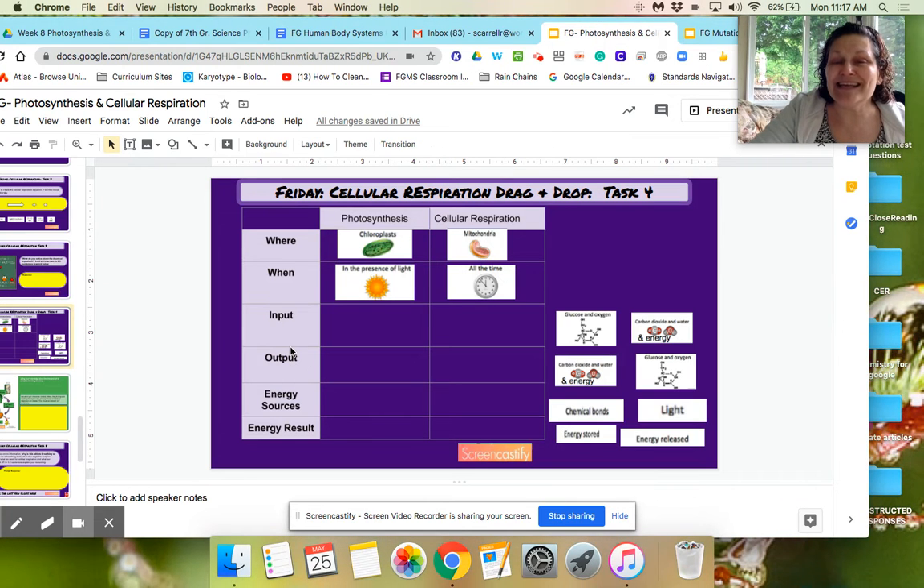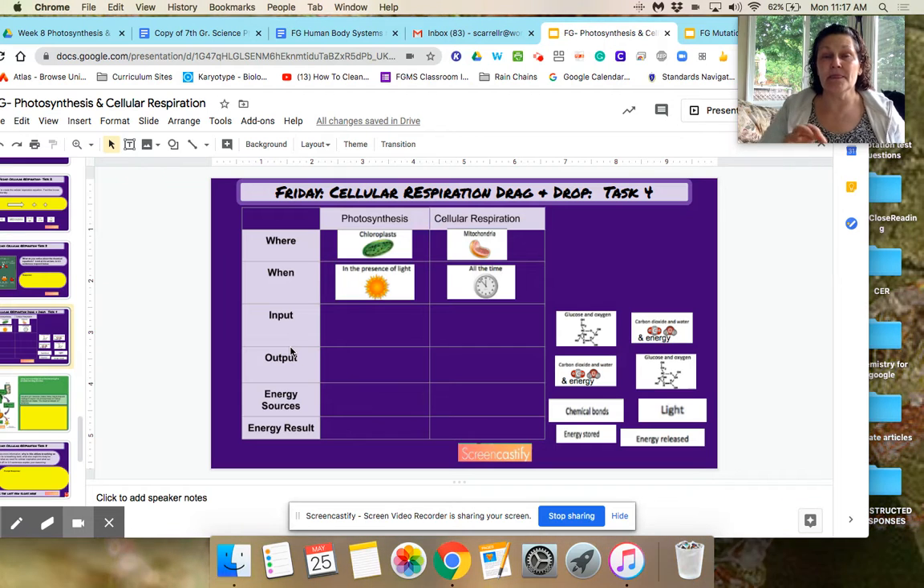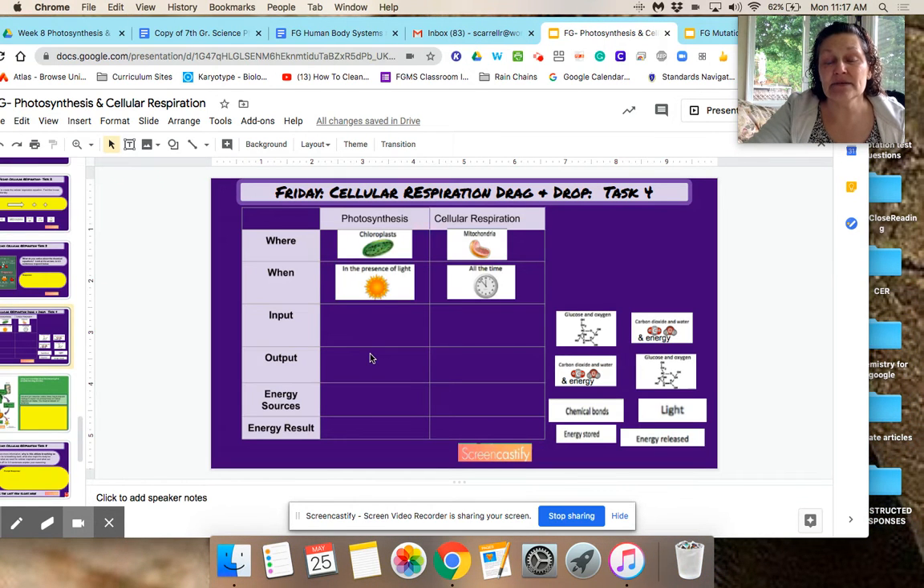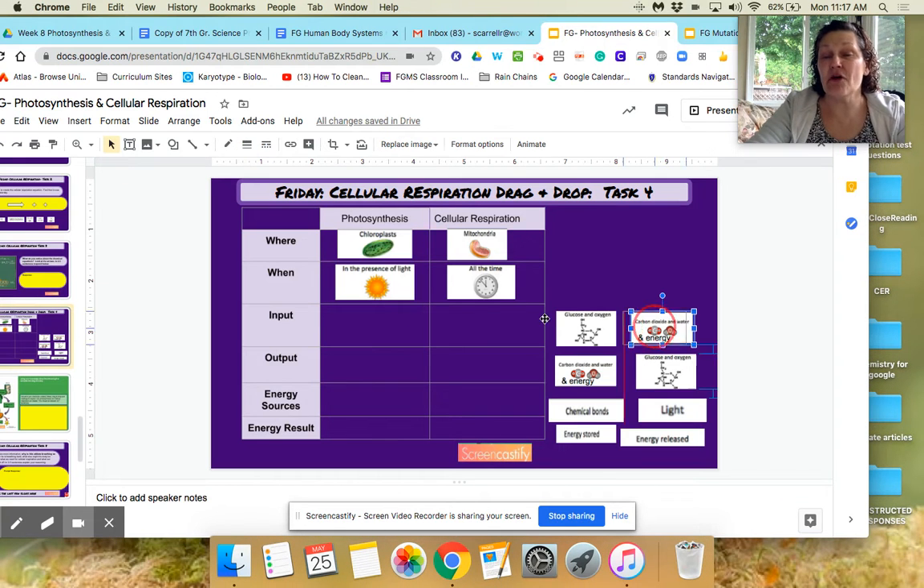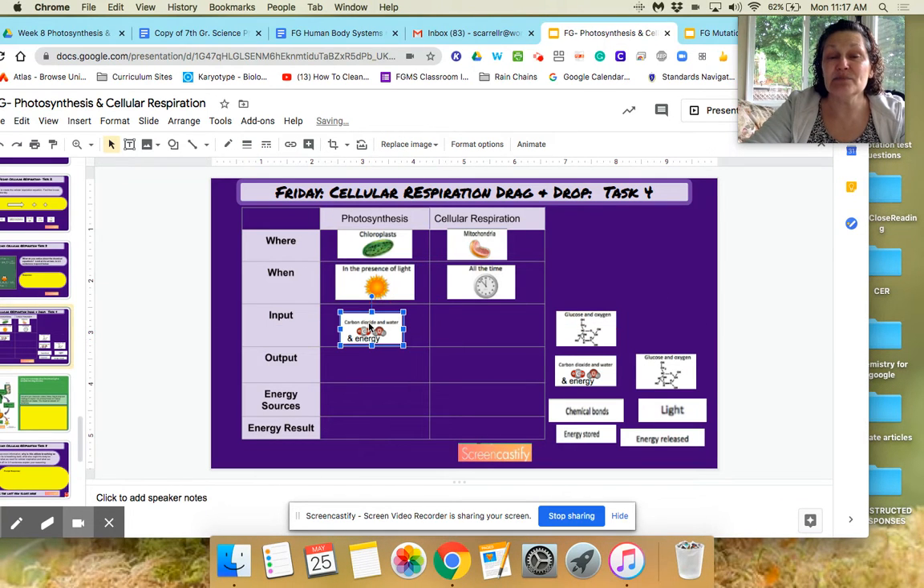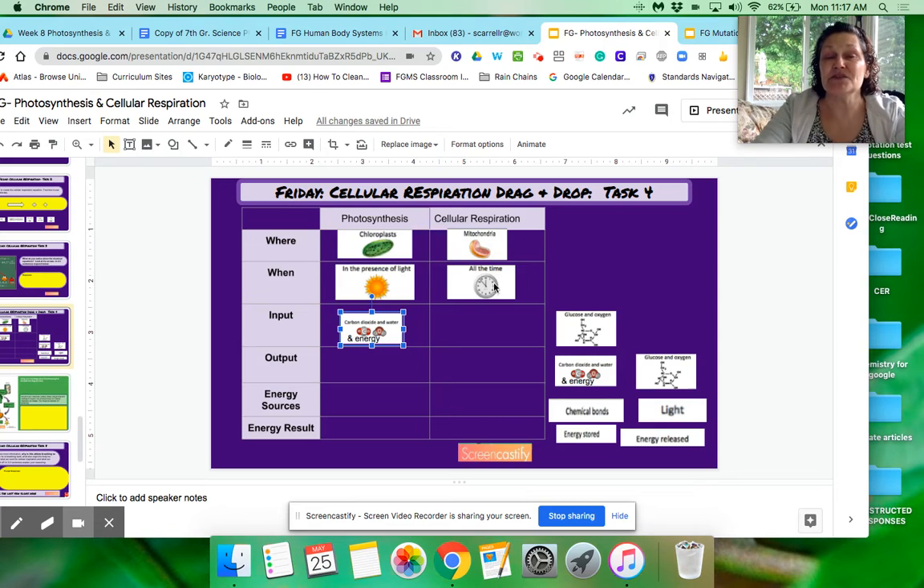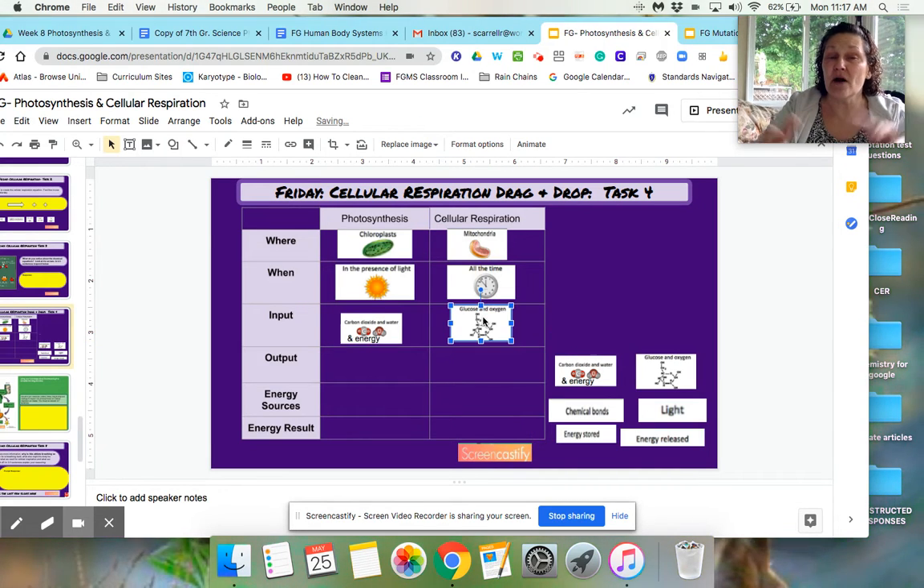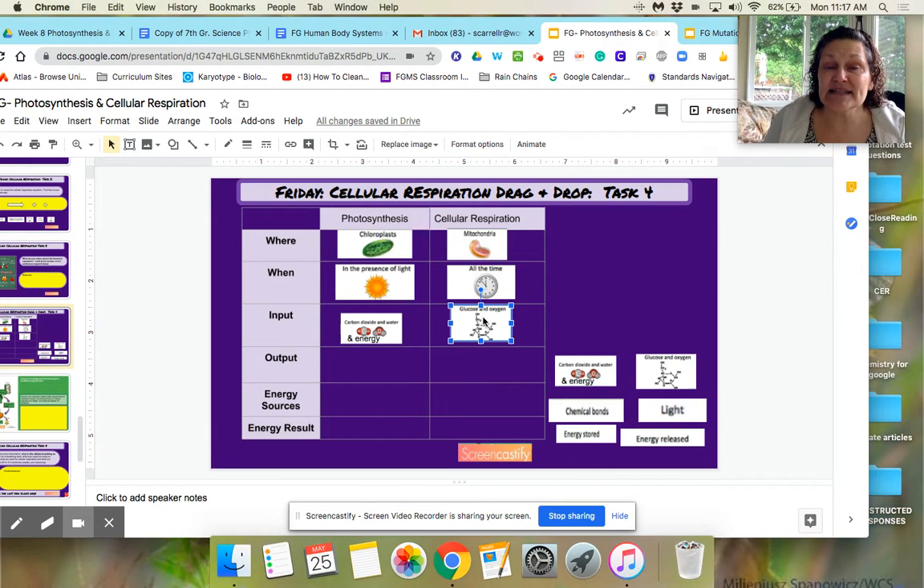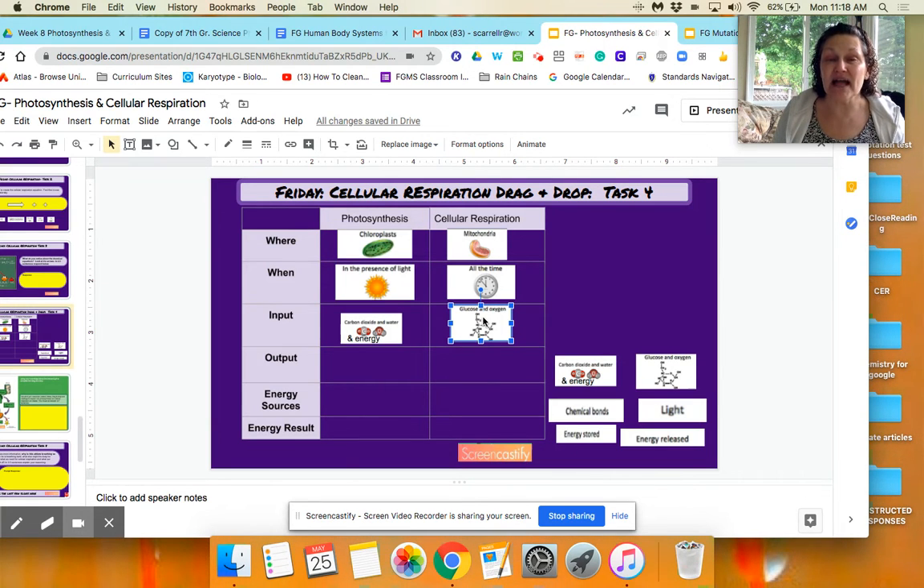Input, what goes into this whole thing? Remember the equation we've been working on, right? What goes in? Well, carbon dioxide goes in, water goes in from the roots, and energy from the sun. So that's the input. That's the reactant side of this equation. Cellular respiration, well, what goes in? Glucose, right? In the mitochondria, glucose combines with oxygen gas. So those are the reactants in a cellular respiration equation. And if you're not sure, go back and check in the slides. Both of the reactions are in previous slides.